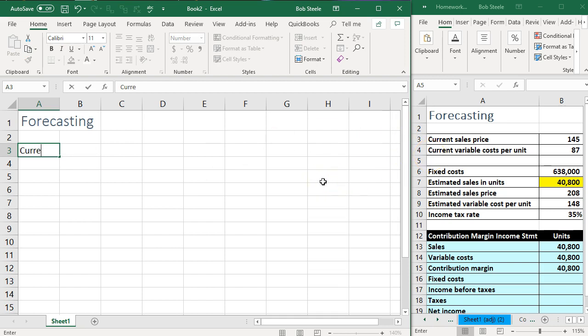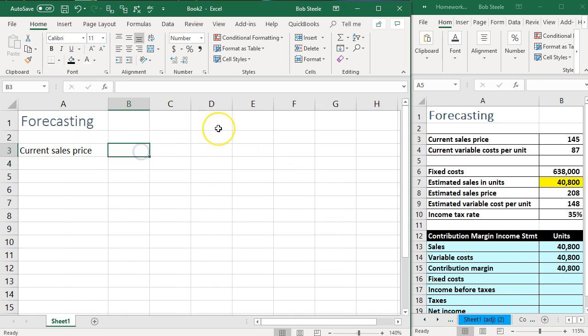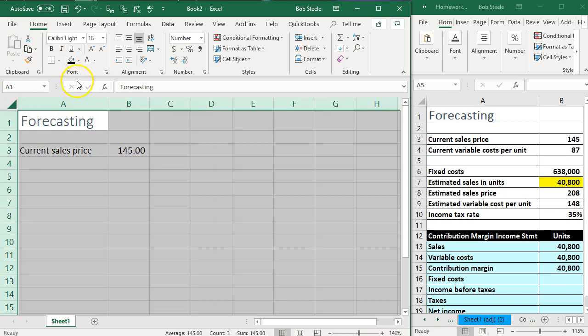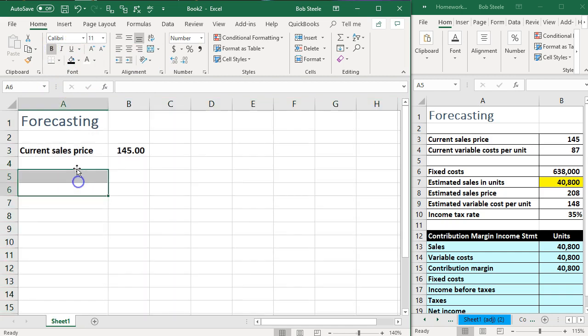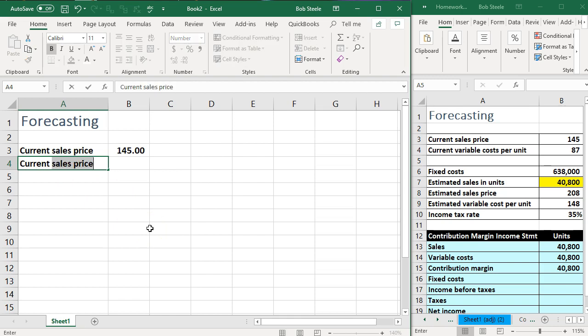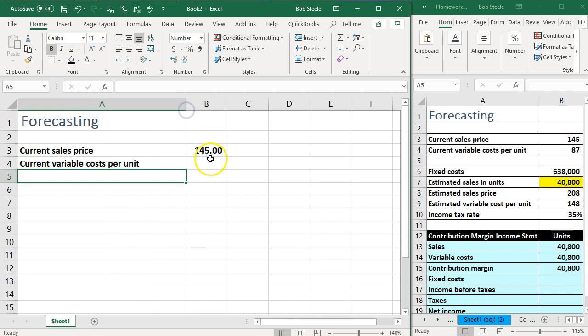So we're going to say the current sales price. Now I want to make sure to put the price in a different cell. I'm going to make this cell larger and I'm going to say here's the price, 145. I'm going to make the entire thing bold as well, just because I like it bold for some reason. I'm going to highlight the whole thing and make it bold. That means we can't really emphasize anything in particular, but it makes it easier to see here. So then we're going to say current variable costs per unit. I'm going to make this a little bit larger, and that's going to be 87.